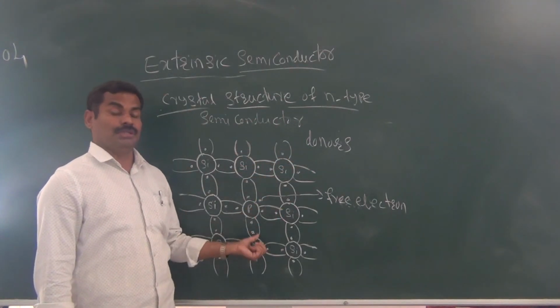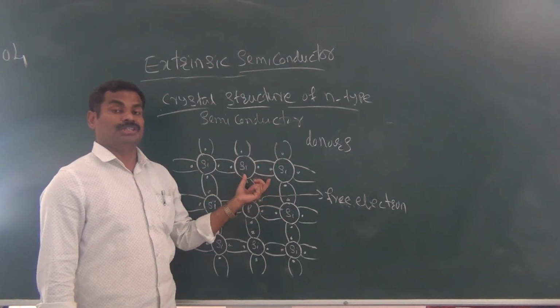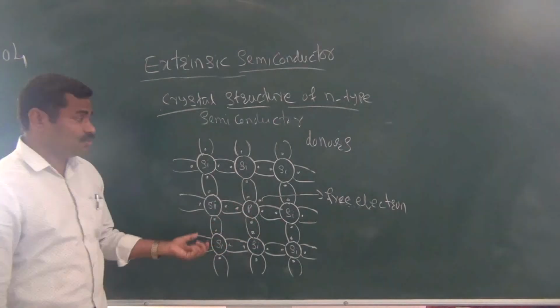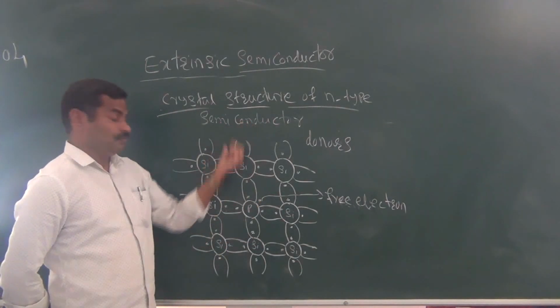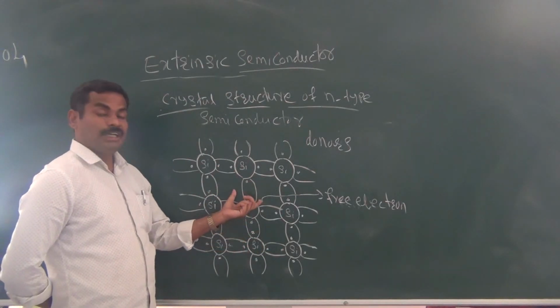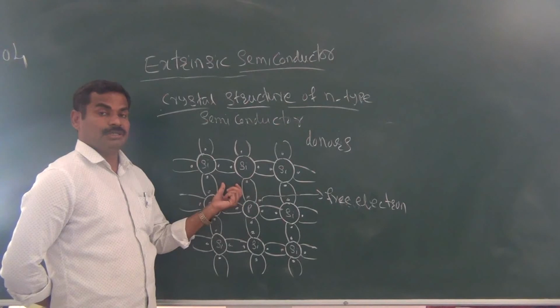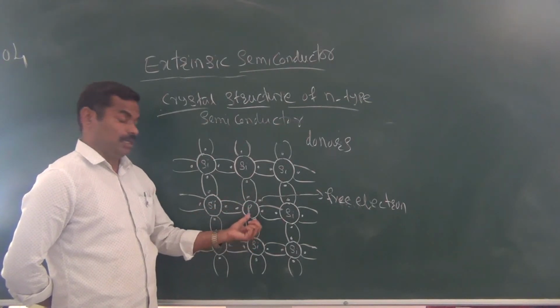That's why in the n-type semiconductor, the majority carriers are electrons. It means, very simply, what you have to write in the exam is this: first, draw the crystal structure. The n-type semiconductor is nothing but a pure semiconductor with pentavalent impurities added. It may be arsenic or phosphorus. Now we are adding phosphorus.